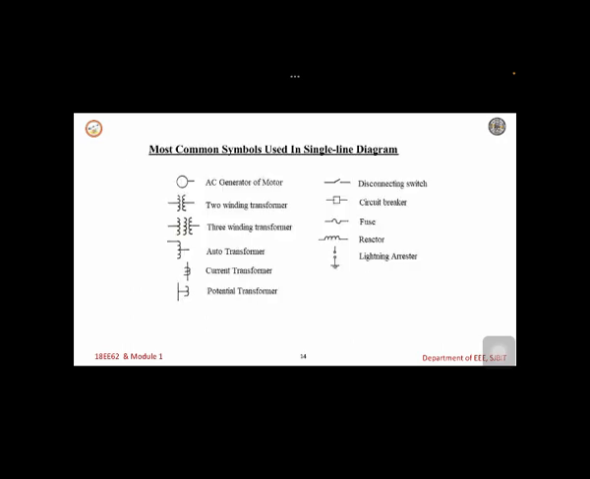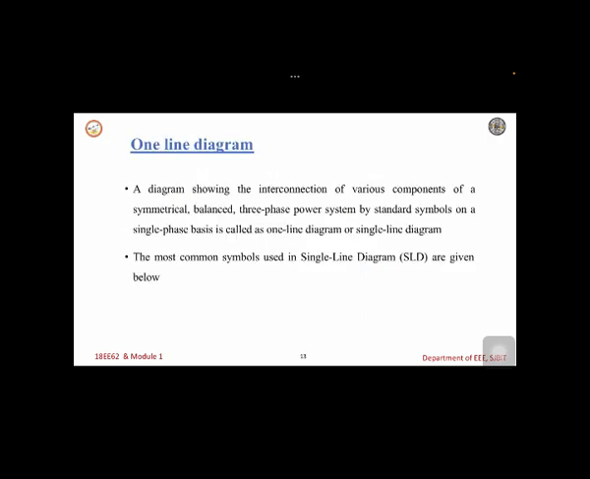Next, we will see the concept of one line diagram. What is a one line diagram? A one line diagram is nothing but a compact and convenient method of representing the power system by using its components. The components we use in a single line diagram are, one, AC generator or motor, for which we use this symbol, and for a two-winding transformer we use this symbol, and for a three-winding transformer, three windings we will consider. For an auto transformer this is the symbol we use. Current transformer like this, this is the potential transformer. Disconnecting switch we consider like this, and circuit breaker, as you know, this is the fuse, reactor, lightning arrestor. These are the different symbols we use in a single line diagram.